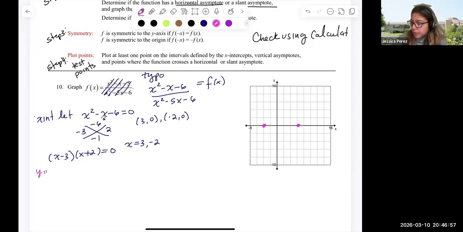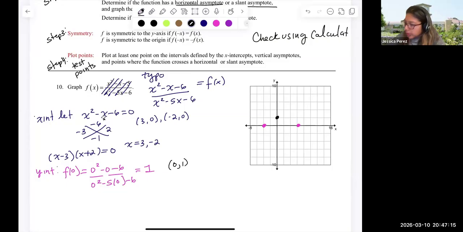Now the y-intercept, you find f of 0 to be 0 squared minus 0 minus 6 over 0 squared minus 5 times 0 minus 6. That's going to be positive 1. So my y-intercept is at 0, 1. Okay, that's what I have so far.